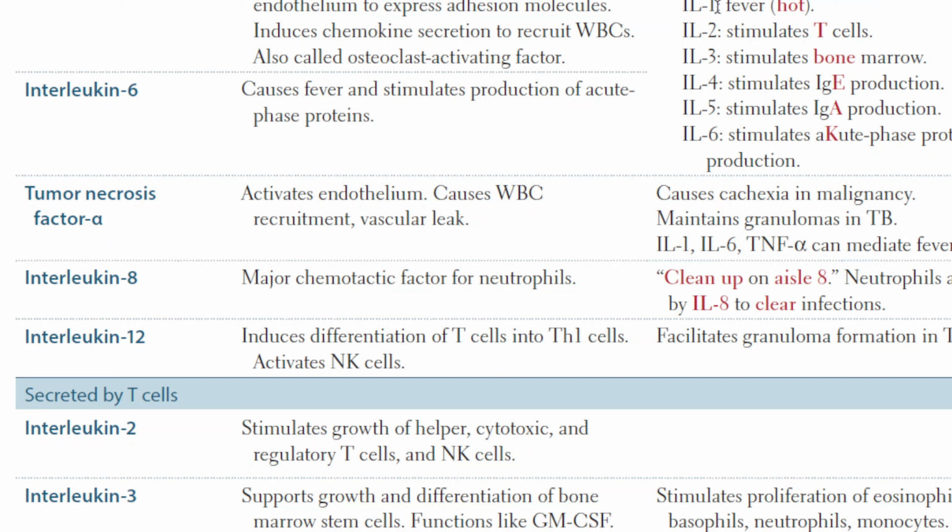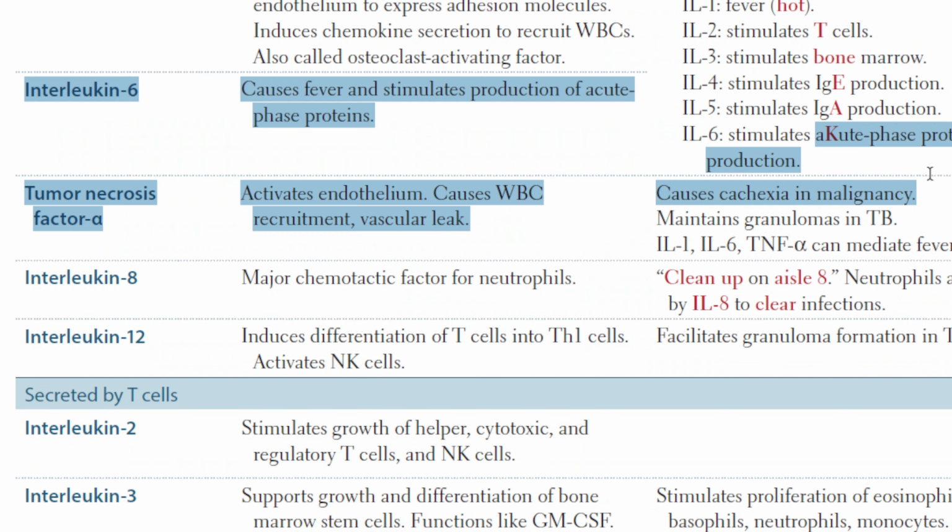Interleukin 1, hot, is for fever. Interleukin 2 stimulates T cells. Interleukin 3 stimulates bone marrow. Interleukin 4 stimulates immunoglobulin E production. Interleukin 5 stimulates immunoglobulin A production. And interleukin 6 stimulates acute phase protein production.